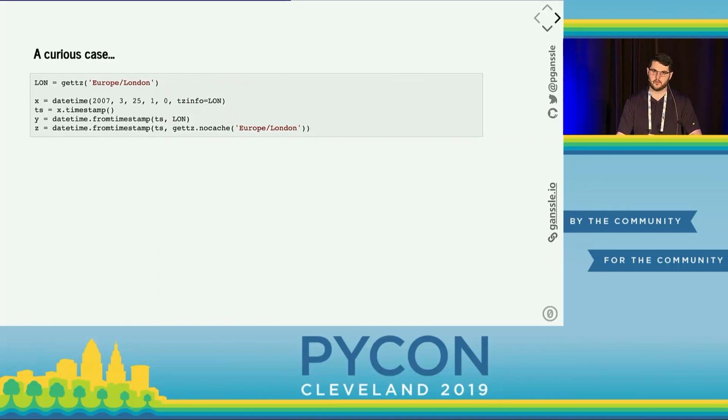All right, so I'm going to show you an interesting case that came up on the dateutil issue tracker for tz. So here what I have is I've created a datetime that represents 1 a.m. on March 25th, 2007 in London.